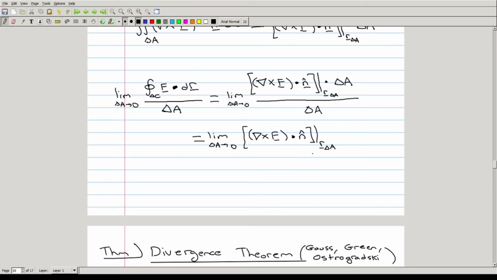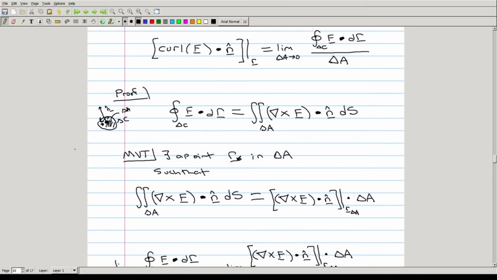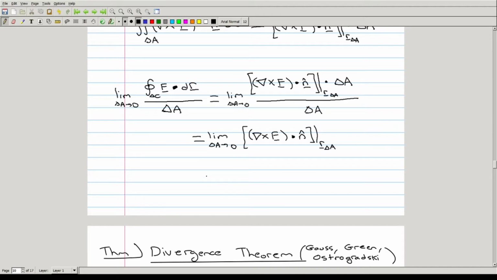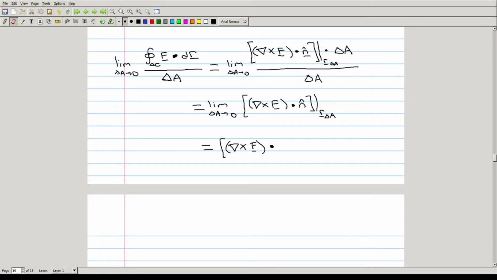But the magic here is that r delta A is trapped inside delta A, and as delta A goes to 0, this is converging just to this point r right here, the center point of this evaluation. And so we've just shown that this limit is exactly equal to the curl of f dotted with n hat at the point r, which is exactly how we defined the curl initially, in terms of the partial derivatives and the cross product operation.